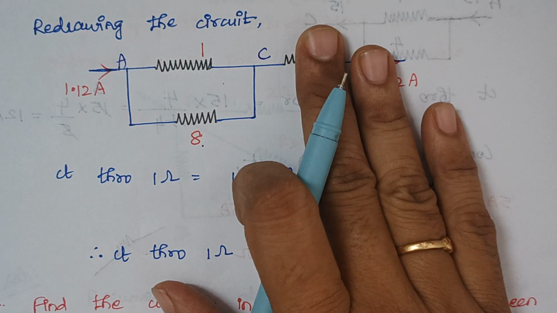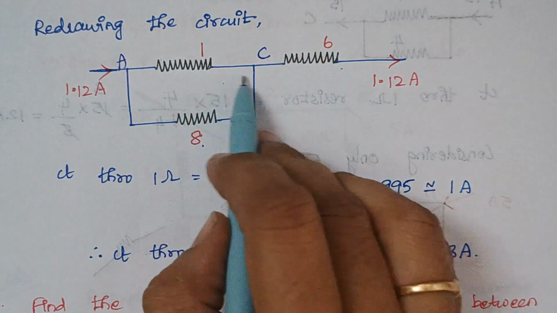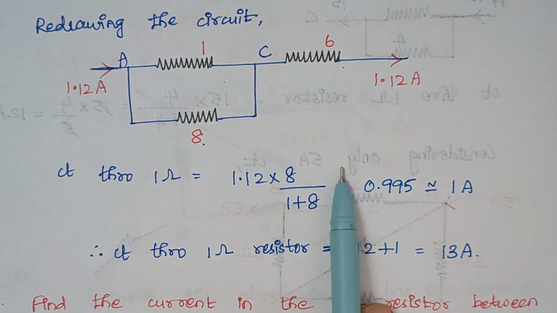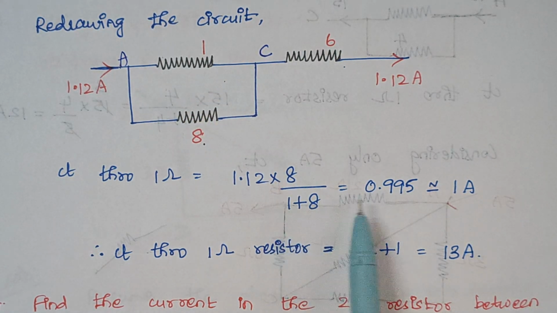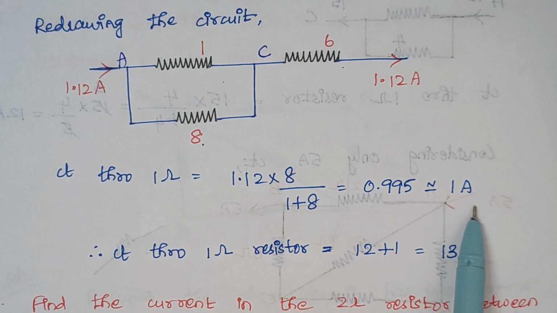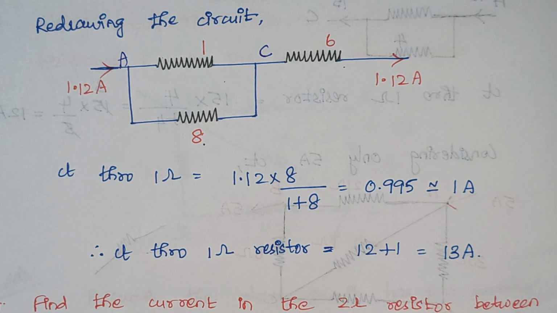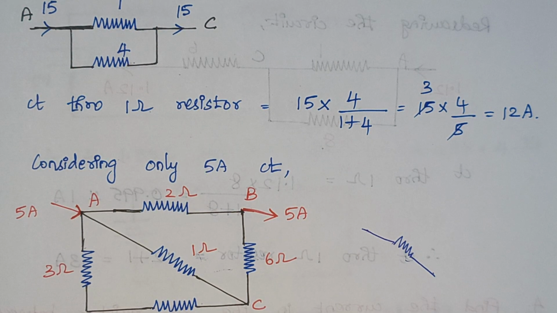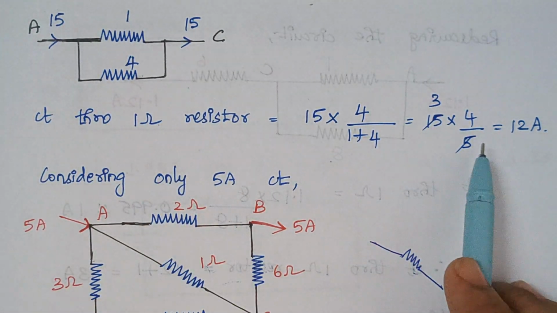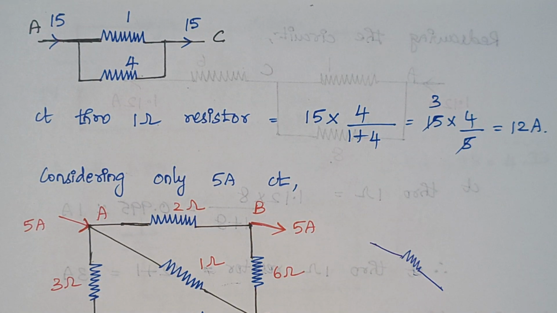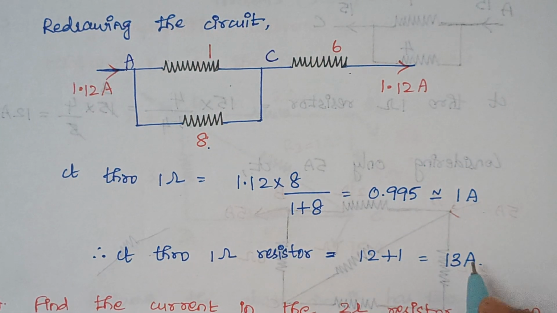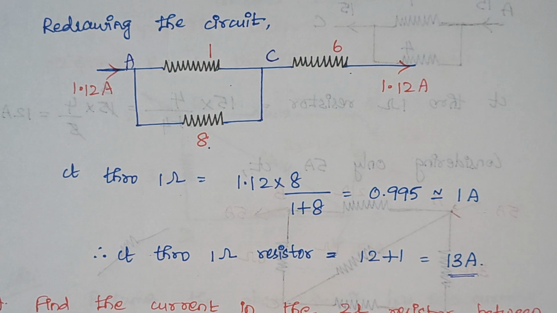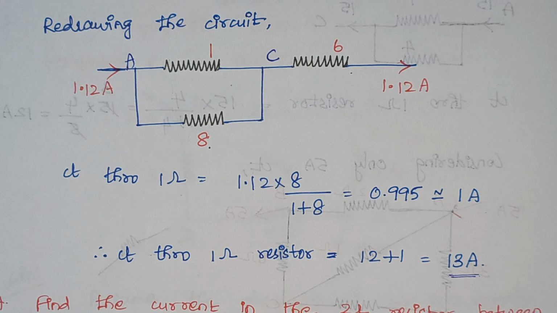No need of this. So now we need to calculate the current that flows through this 1 ohm resistor. Again by using the current division formula, total current into opposite resistance divided by total resistance. So that gives the answer of 1 amp here, right? So when you consider 5 amp source, the current flowing through this 1 ohm is 1 amp. Again, when you consider 15 amp source, the current flowing through this 1 ohm resistor is 12 amps, right? Now, the total current that flows through this 1 ohm resistor is calculated as 12 plus 1, which is equal to 13 amps. Right. So here comes the end of this problem.